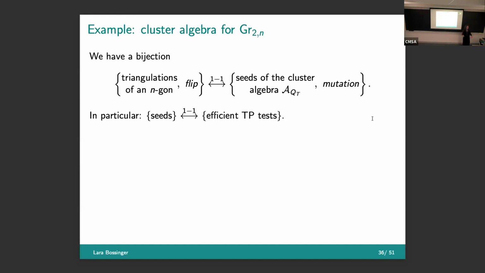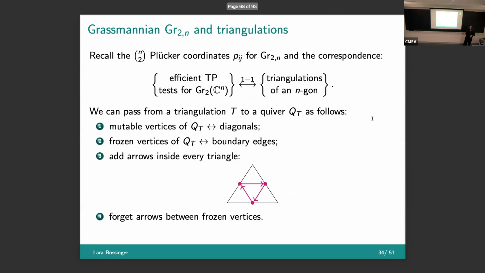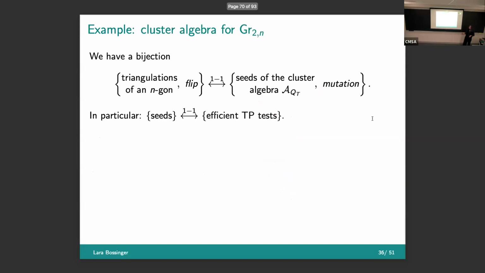Passing to the algebraic level, this bijection extends. So if we associate Plucker coordinates to the triangulation, and we perform the Plucker relation corresponding to a quadrilateral as we flip, this also corresponds to the seed mutation, or the mutation of the cluster variables on the other side. So I would try to reformulate the slide a bit.